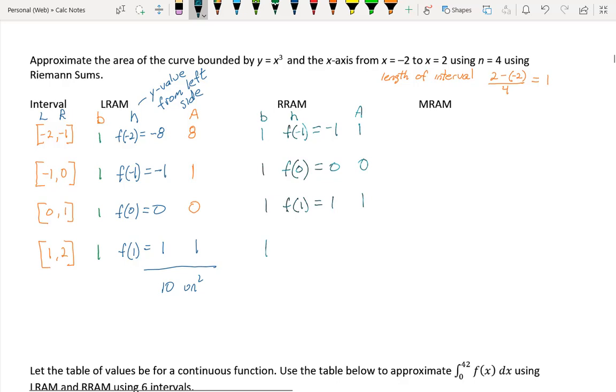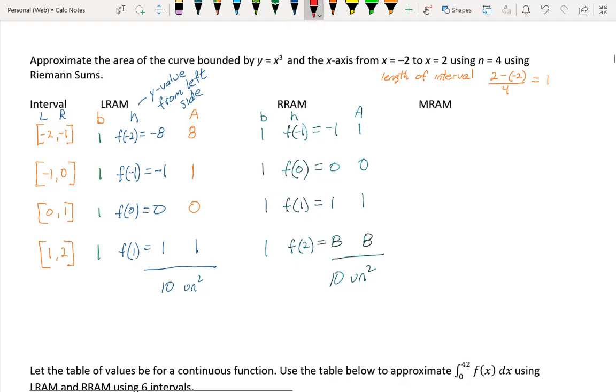And the last one is 2 on the right side. So that's f of 2. And 2 cubed is 8. And look at that. We get the exact same area that we did before, 10 units squared. Interesting, isn't it? If you know what the graph of y equals x cubed looked like, you'll know why that's happening. All right, last one.